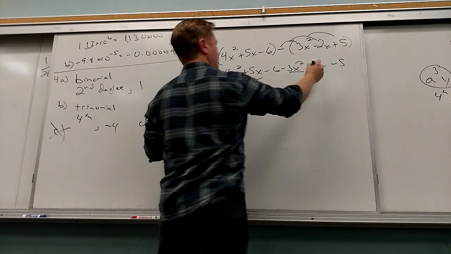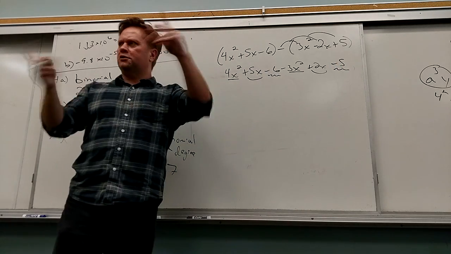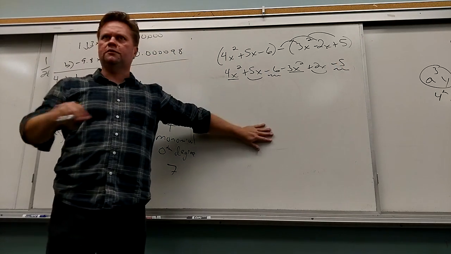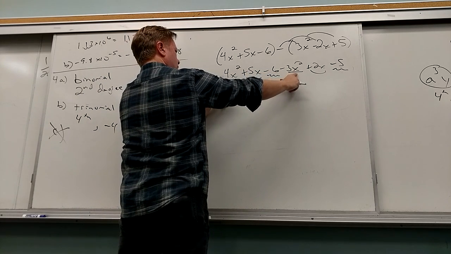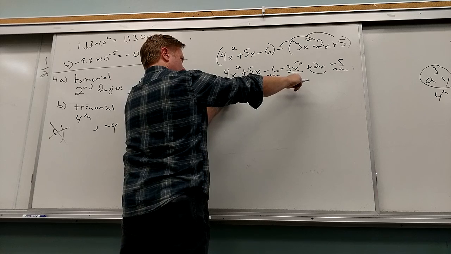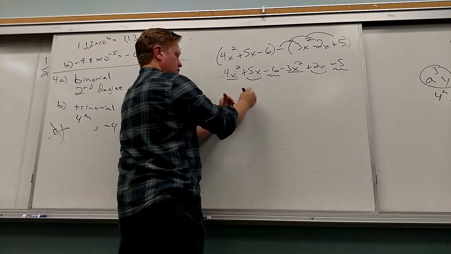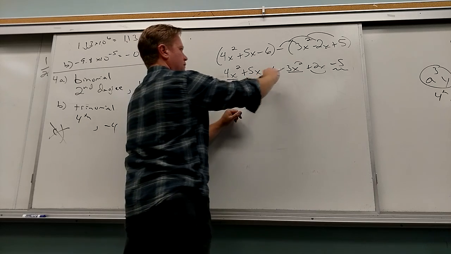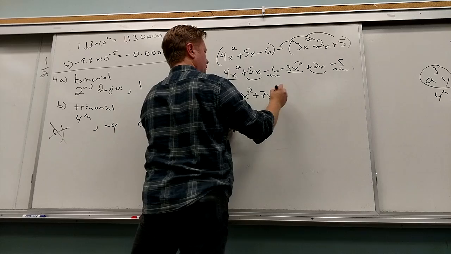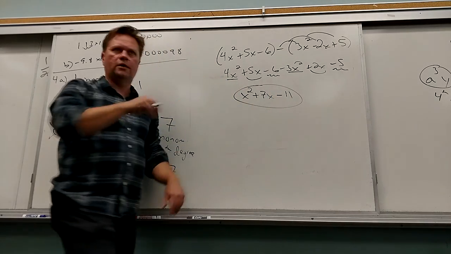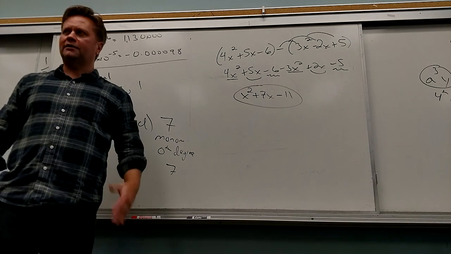What I used to do is, see this? Instead of rewriting, just pick different shapes. So then I get 4x squared minus 3x squared is 1x squared. 5x plus 2x. Negative 6 minus 5. I'll make it more than it is. Just collecting like terms.